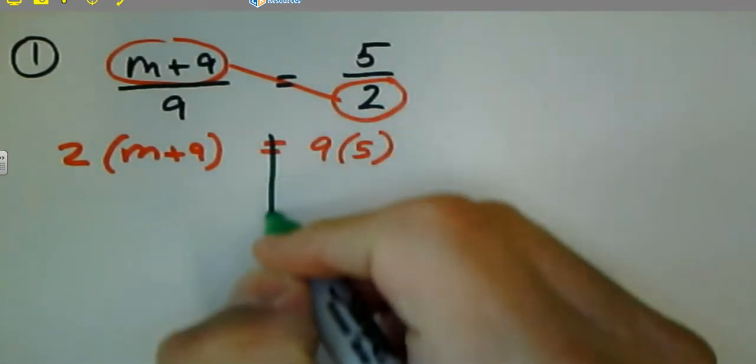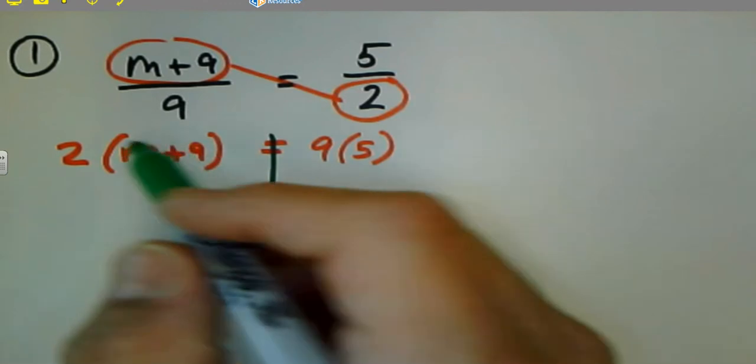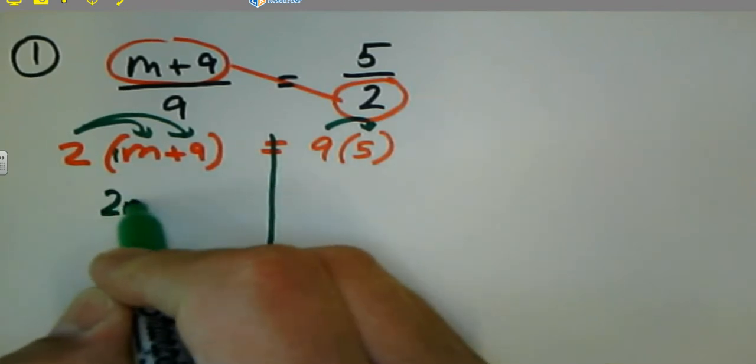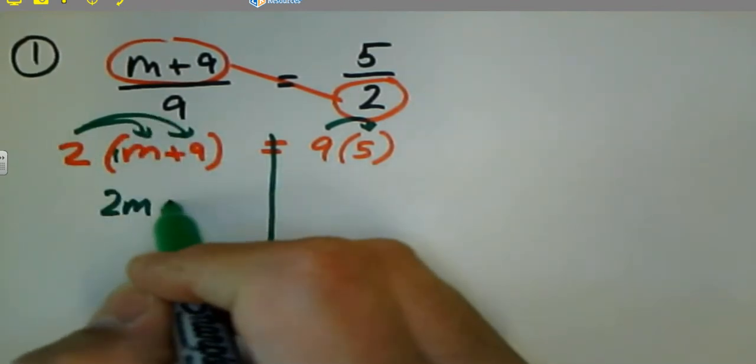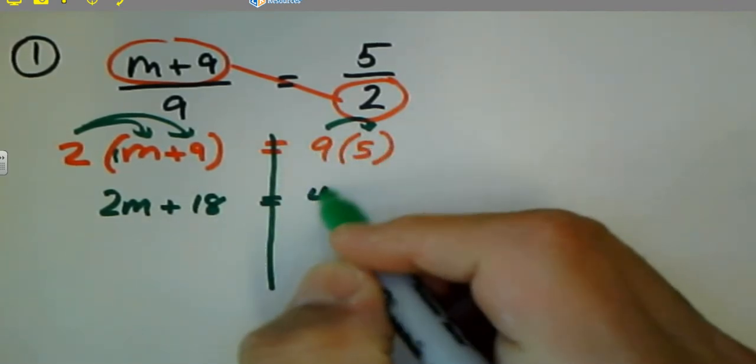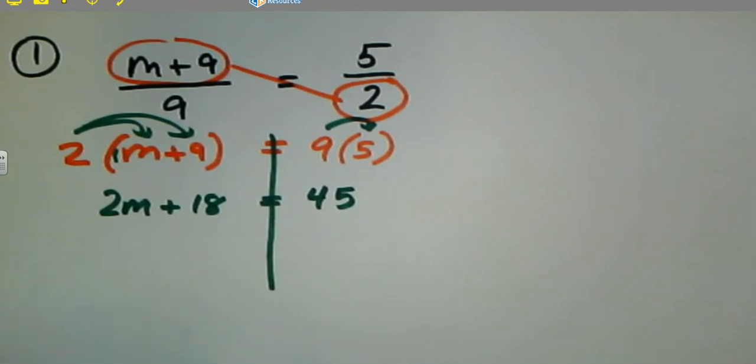We have our algebraic equation here, so we just need to solve it. So our first thing, as always, is to distribute. 2 times 1 is 2, with 1m. 2 times 9 is 18. We have our equal sign. 9 times 5 is 45.